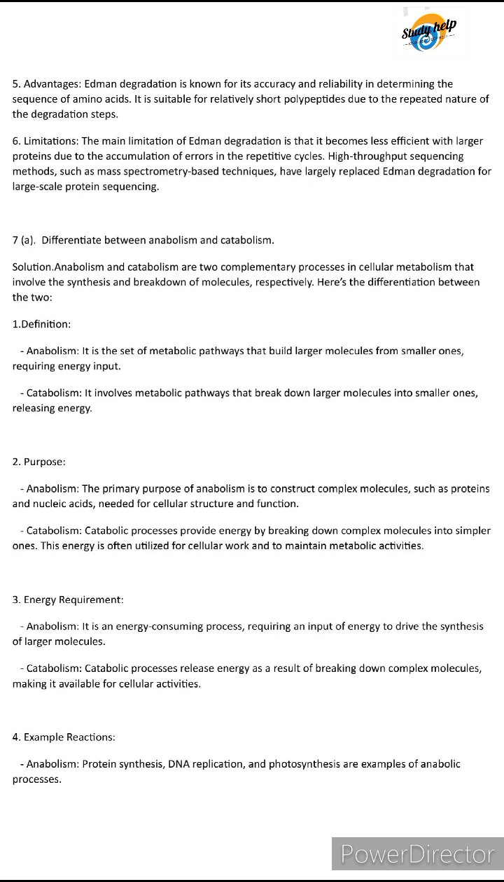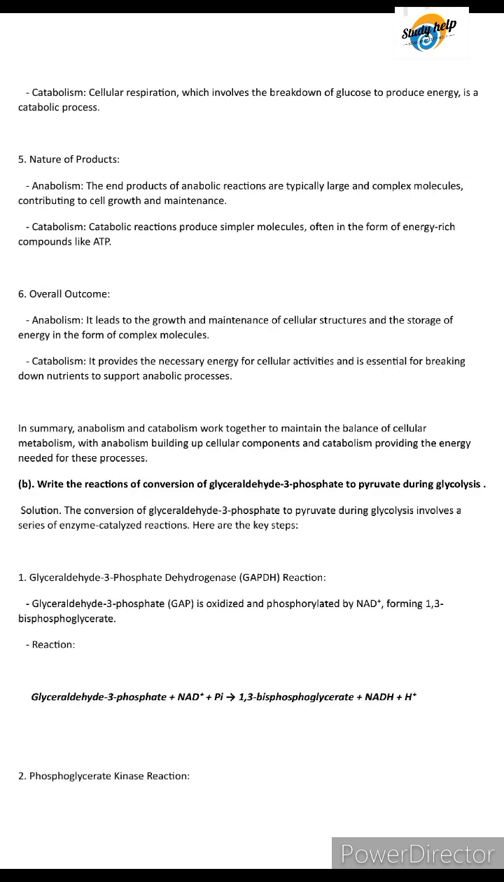4. Example reactions. Anabolism. Protein synthesis, DNA replication, and photosynthesis are examples of anabolic processes. Catabolism. Cellular respiration, which involves the breakdown of glucose to produce energy, is a catabolic process. 5. Nature of products. Anabolism. The end products of anabolic reactions are typically large and complex molecules, contributing to cell growth and maintenance. Catabolism. Catabolic reactions produce simpler molecules, often in the form of energy-rich compounds like ATP.